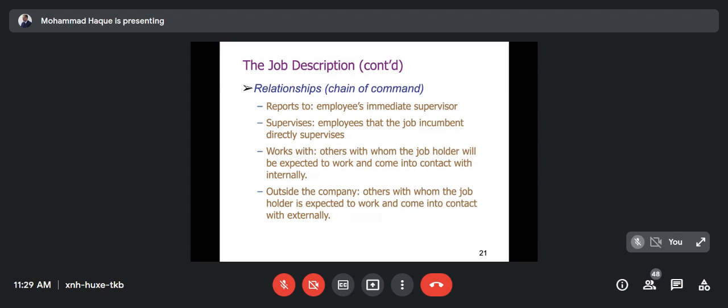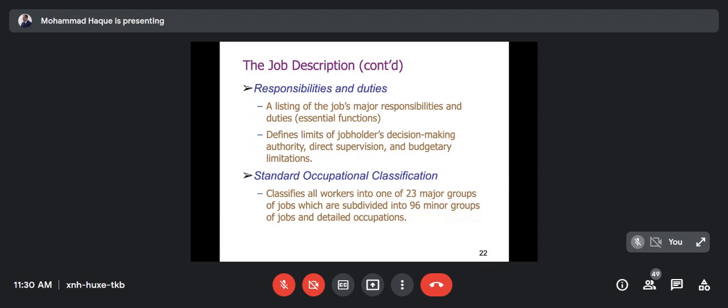So reports to the employee immediate supervisor, the person who is reporting to, and the boss. How many persons are being supervised by the supervisor? That is the employee that the job incumbent directly supervises. Or the peer group, who are they working with, or who are they expected to work with internally. And then outside company, others with whom the job holder is expected to work and come in contact. If the job context is saying that it is going to form part of another job elsewhere, then that responsibility will also be written.